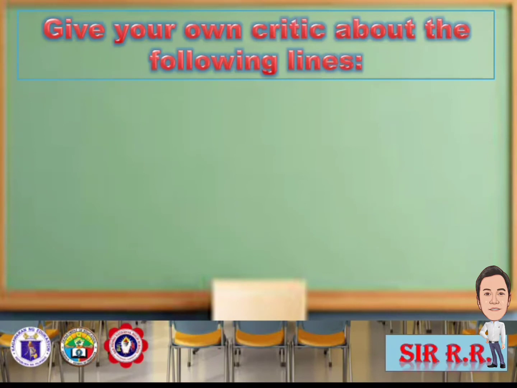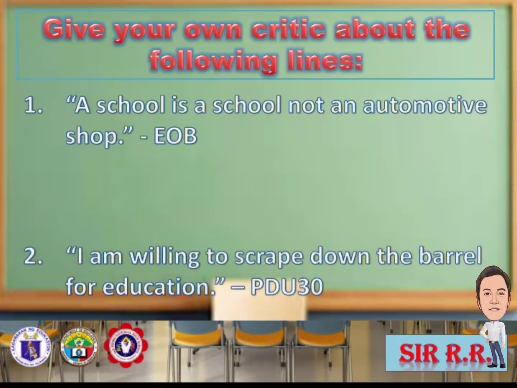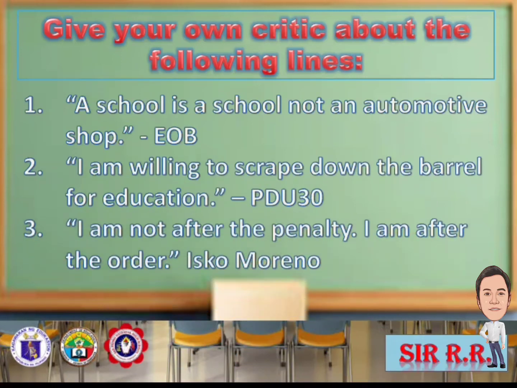Give your own critique about the following lines. Number 1. A school is a school, not an automotive shop, by EOB. Number 2. I am willing to scrape down the barrel for education, by President Duterte. And number 3. I am not after the penalty, I am after the order, by Isko Moreno. You will write your own critiques on your notebook, and you have 1 minute to do this activity, and the timer starts now.